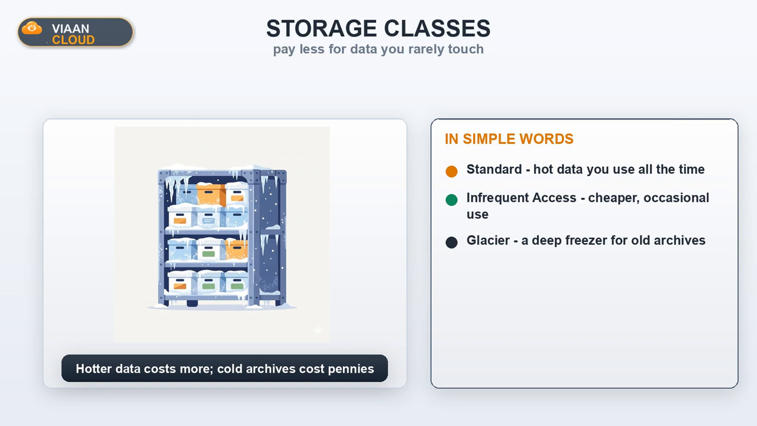Now, here's a money lesson, because not all of your data is equal, and you should not pay the same for all of it. S3 has storage classes, different tiers at different prices. Standard is for hot data you read all the time, your live app's photos. Standard infrequent access is noticeably cheaper, for things you touch only now and then, last quarter's reports. And Glacier is a deep freezer, dirt cheap per gigabyte, meant for old archives you almost never open, where you're fine waiting minutes or hours to pull something back. The skill is simply matching the class to how often you really use the data.